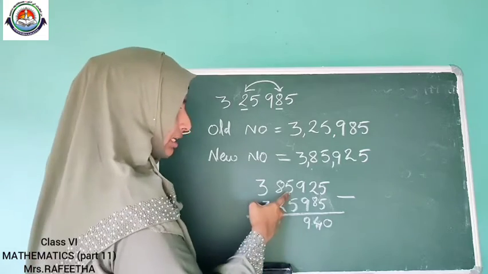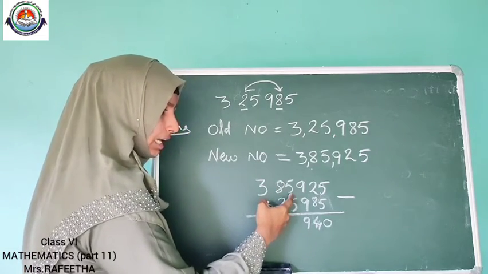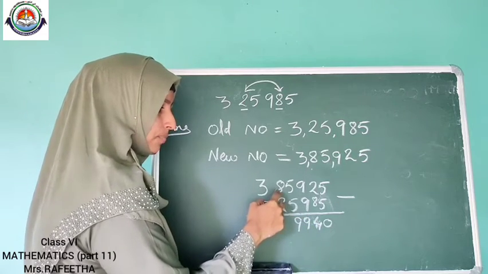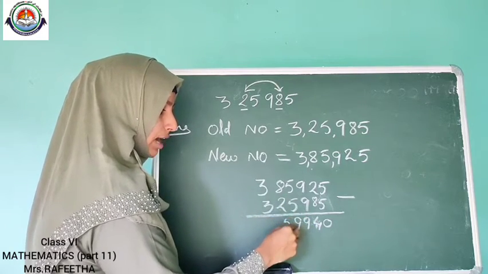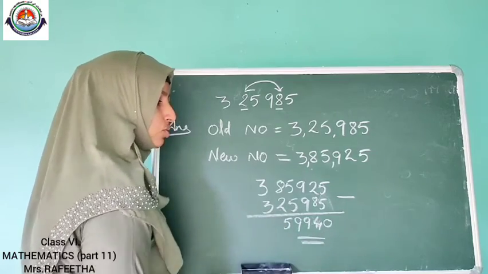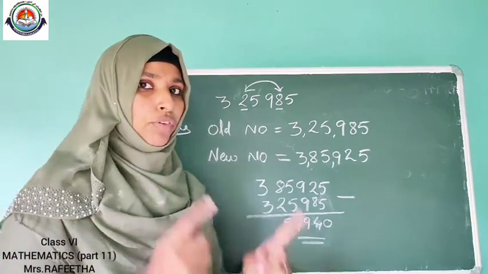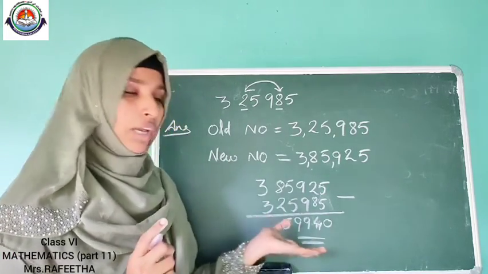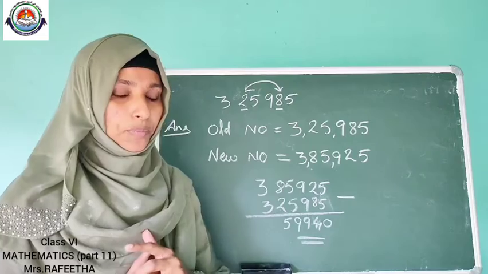Is it? So here it is now 4. Borrowing from here again 1, 14 minus 5, that is 9. Here it will be 7. 7 minus 2, it is 5. Here 3 minus 3 is 0. So now what answer do we get? 59,940. Okay, so this will be the answer.